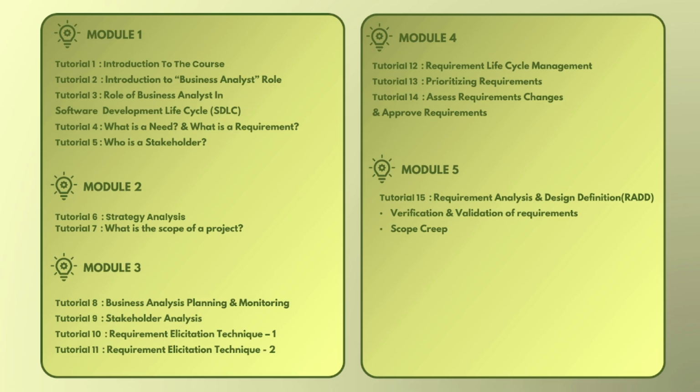Now we are in module 5 and in tutorial 15 we covered requirement analysis and design definition. We learned how to break down stakeholder needs, define clear requirements and design the right solutions. We also explored how to verify and validate requirements to ensure accuracy and alignment. Along with that, we have covered how to avoid scope creep by staying focused on what's truly needed.